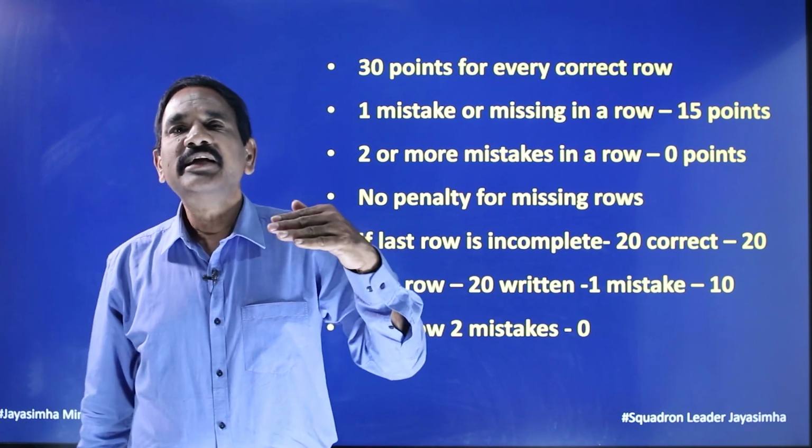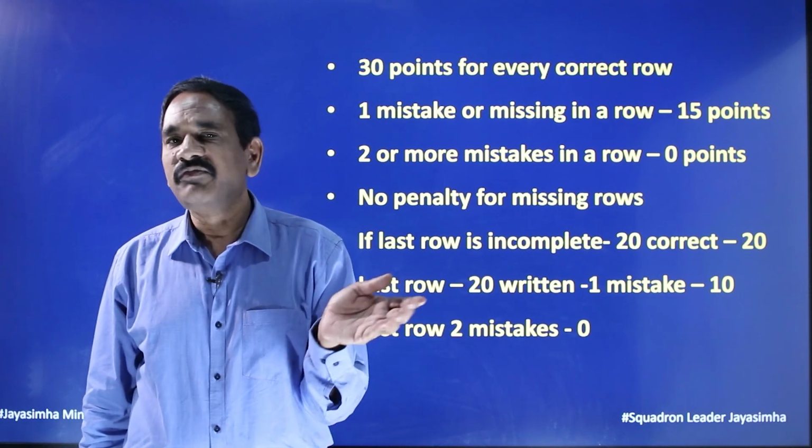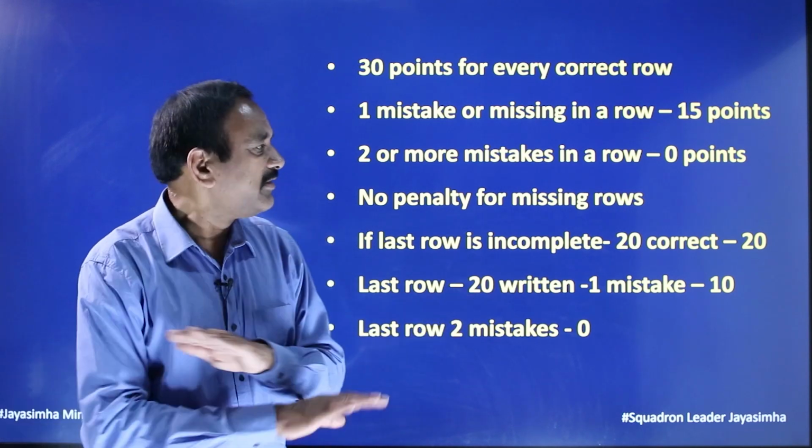That means you write the first row, the second row, then you write the fourth row. In between you missed out one row. For a missing row, you will not be given any penalty.